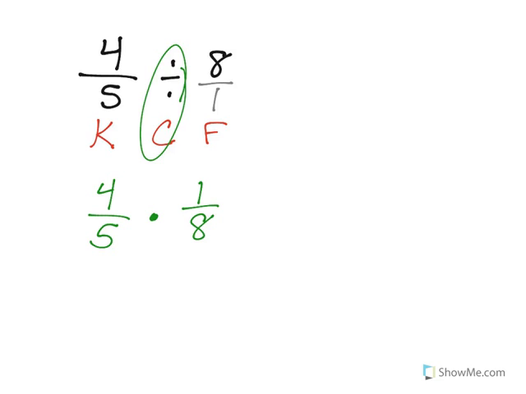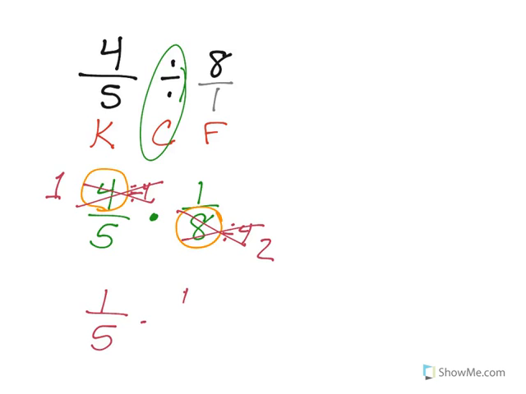So I'm multiplying by the reciprocal. Keep, change, flip. And now, if you notice, hopefully you've seen it already, my numerator of 4 and my denominator of 8 share a common factor of 4. So I can divide both of these by 4. 4 divided by 4 is 1. 8 divided by 4 is 2. So my new problem, reduced, is 1/5 times 1/2. Now I'm ready to multiply straight across, and I get 1/10.